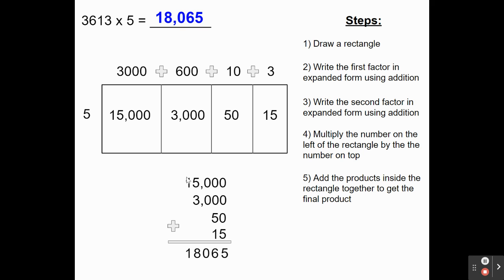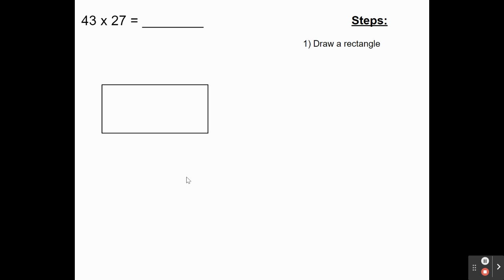Let's try another problem. Here we have 43 times 27. First step is to draw a rectangle. Let's write the first factor in expanded form using addition. The first factor is 43. So the 4 is in the tens place, the value is 40. The 3 is in the ones place, so the value is 3.